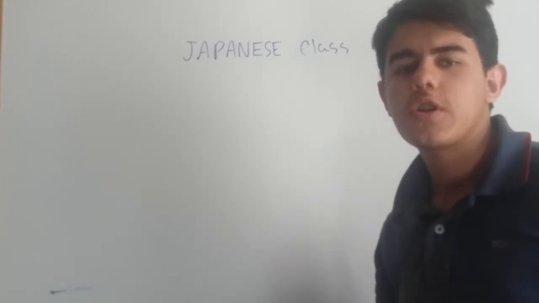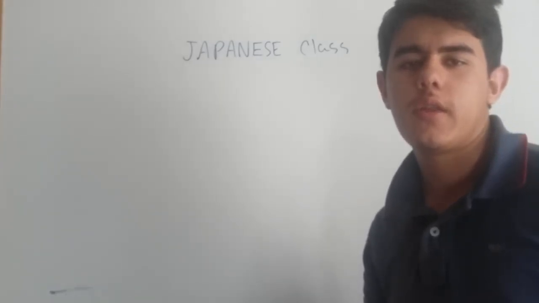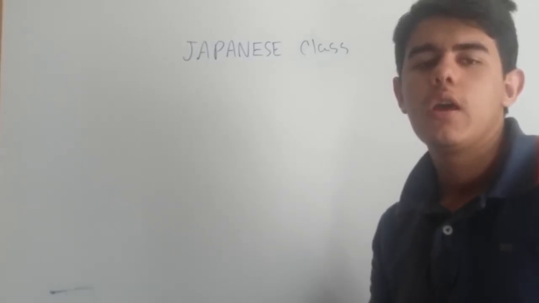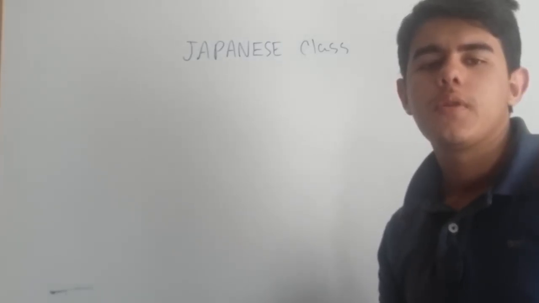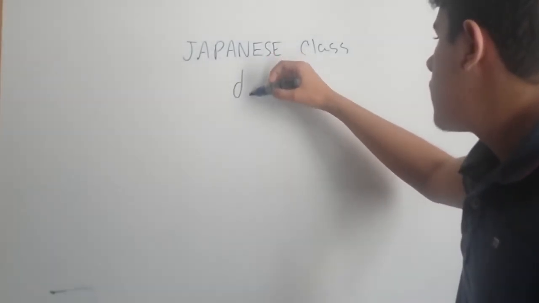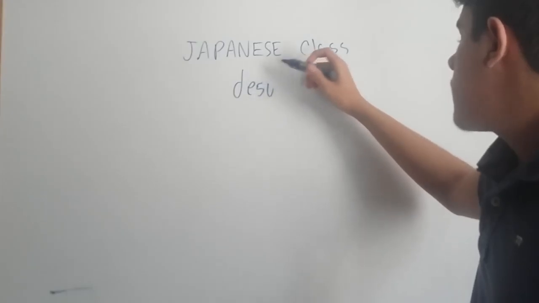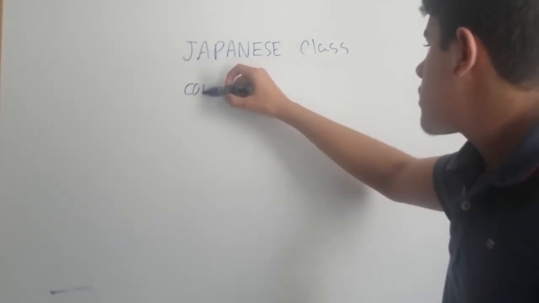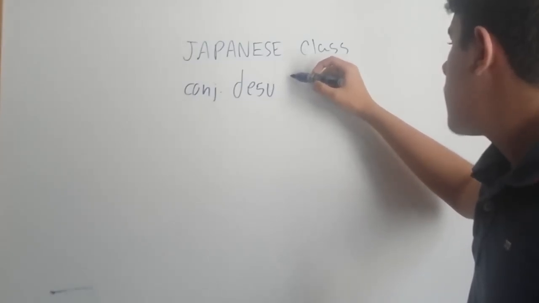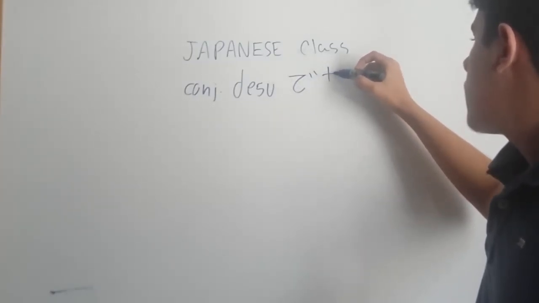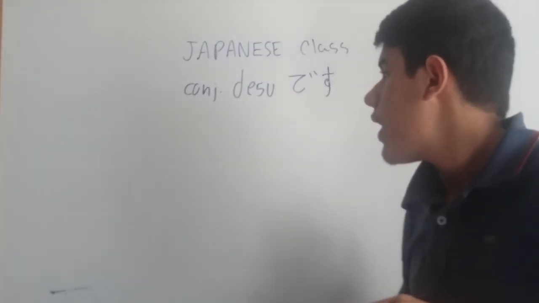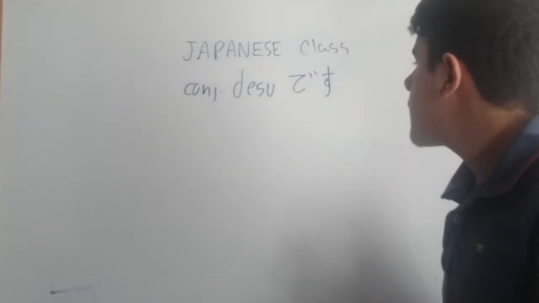So in today's class, we're gonna talk about a very important thing in the Japanese language. We're gonna conjugate this verb here, right? In Japanese, the conjugation of this. So we'll conjugate this verb here, and so let's begin.